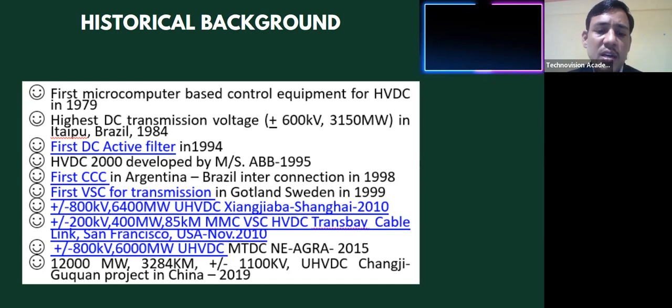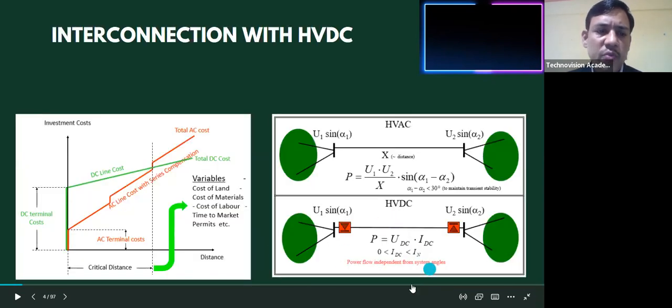And China in 2019 has developed a 12 gigawatt, 3,284 kilometer, plus minus 1100 kV ultra high voltage DC line. So this was, we can say, just a brief historical background of HVDC. And now we look at the economics of DC transmission.